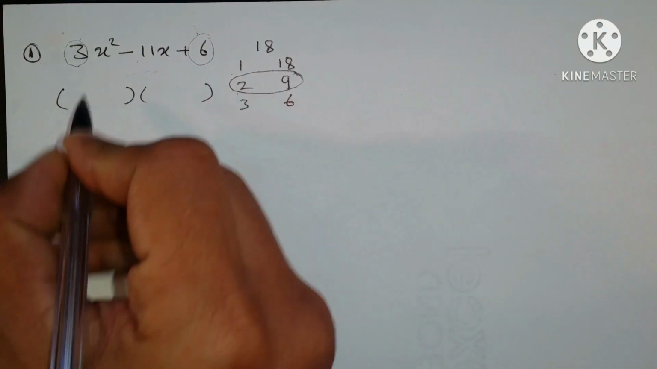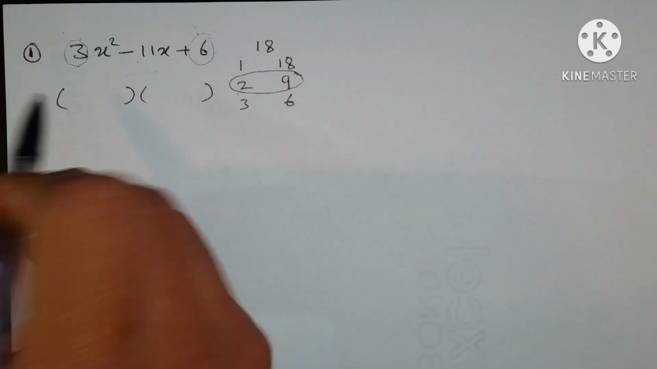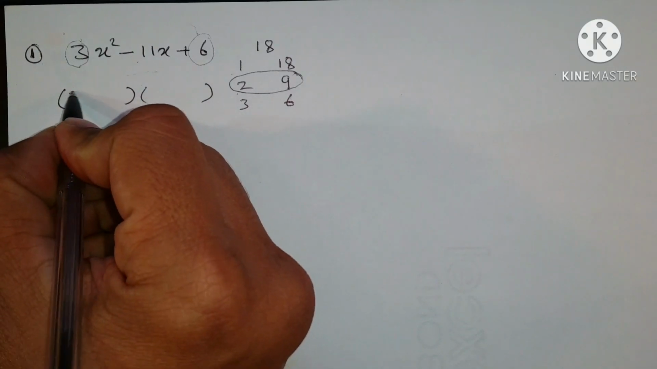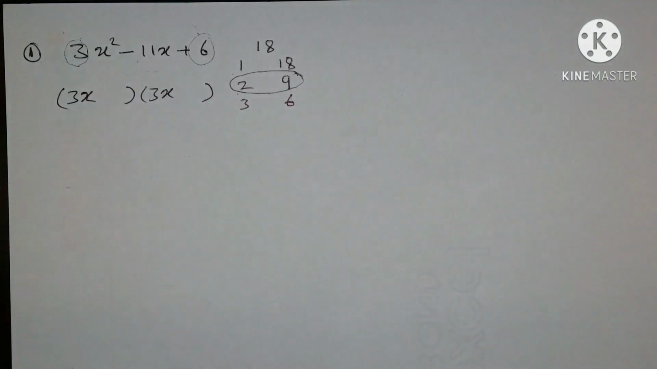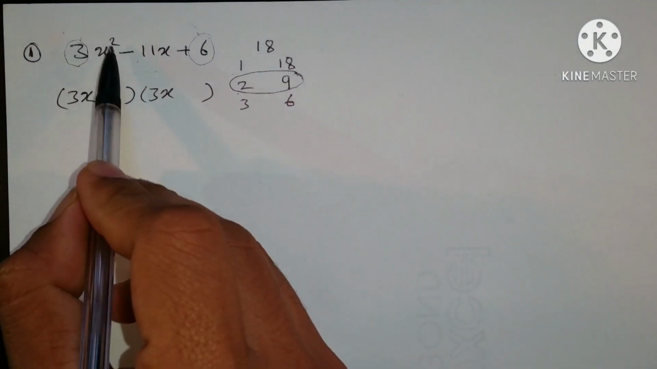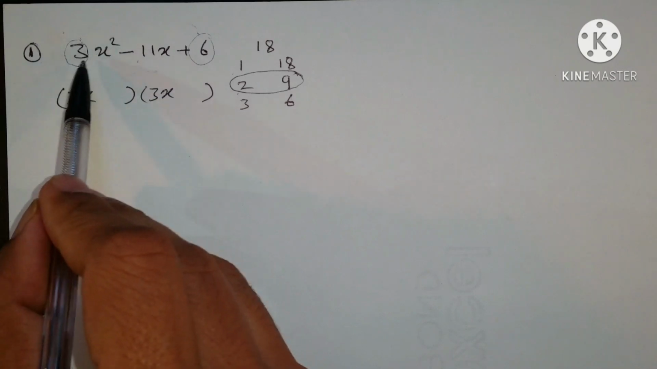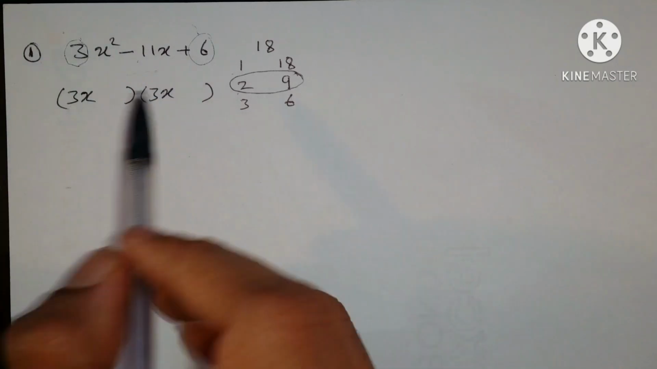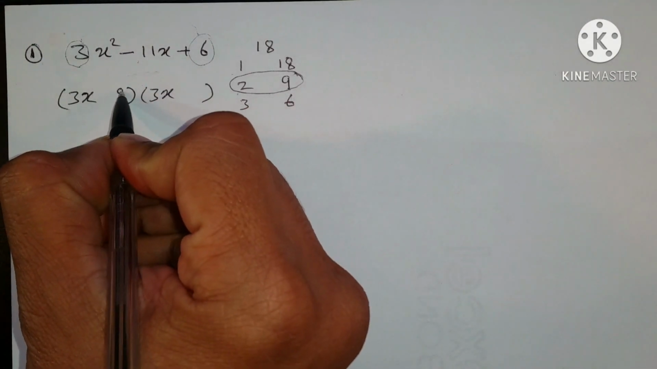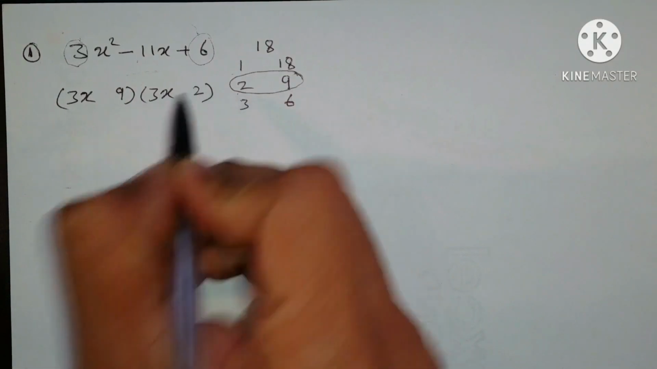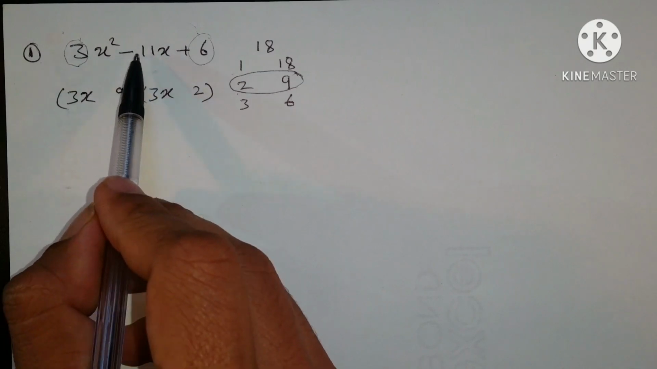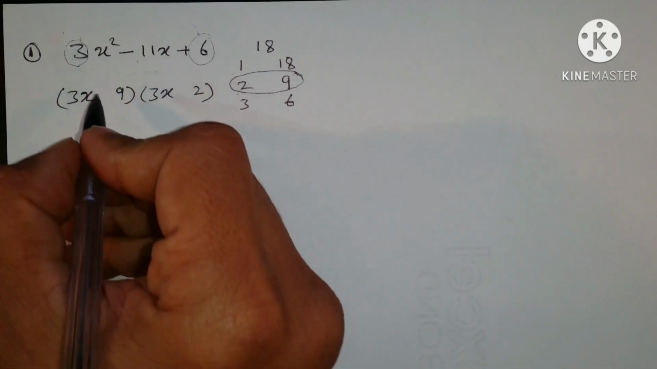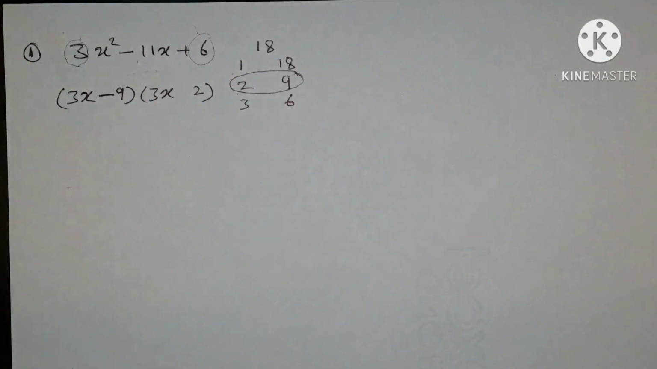Write double bracket, write 3x, not square. So just write 3x, 3x both the sides. I repeat, 3x without the square along with the coefficient x both the sides. Write the bigger number from the factor here, smaller number here. Now put the middle coefficient sign with the bigger number, which is minus.